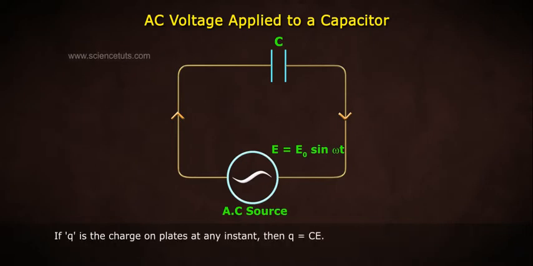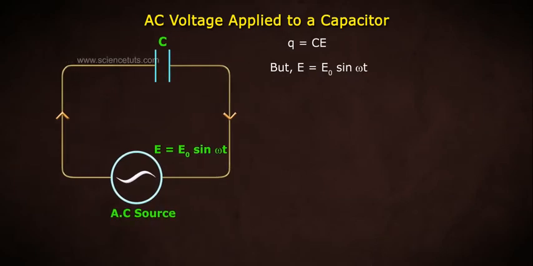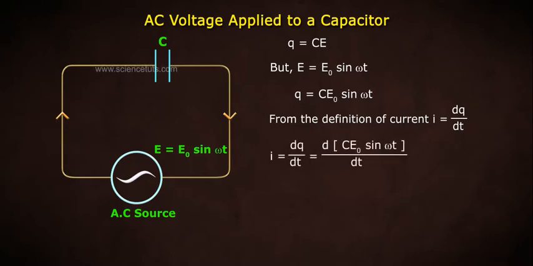If Q is the charge on the plates at any instant, then Q equals CE. But E equals E naught sine omega t. Q equals C E naught sine omega t. From the definition of current, I equals dQ by dt, which equals d of C E naught sine omega t by dt. Therefore, I equals C E naught omega cos omega t.